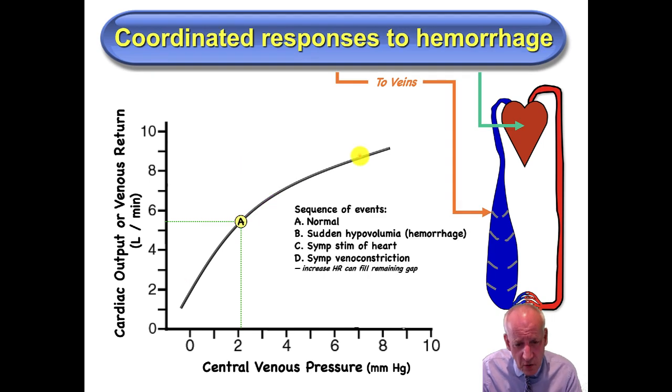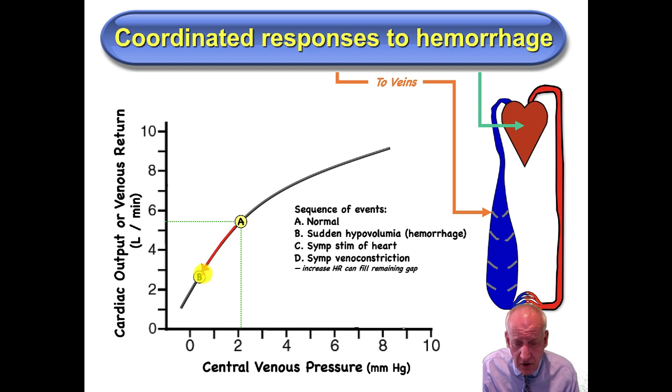Let's examine these coordinated responses to hemorrhage. So here we are normal. 2 millimeters mercury on the central venous pressure gives a cardiac output of 5.5 liters per minute. Suppose we have that nasty accident with the meat cleaver. We bleed out a liter, liter and a half of blood. As blood is lost from the vasculature, central venous pressure, preload, and cardiac output drop. Let's say it comes to point B.